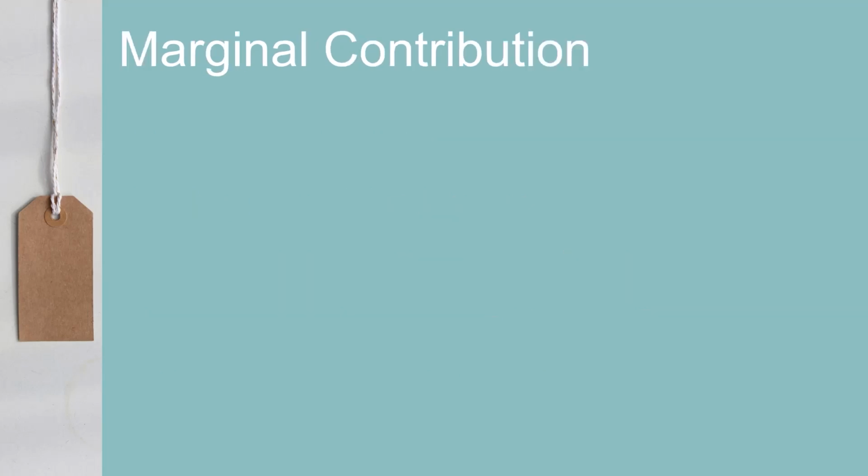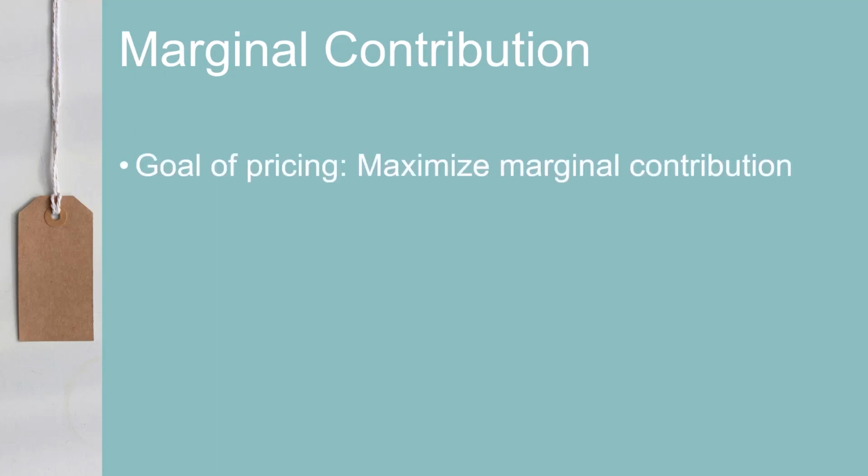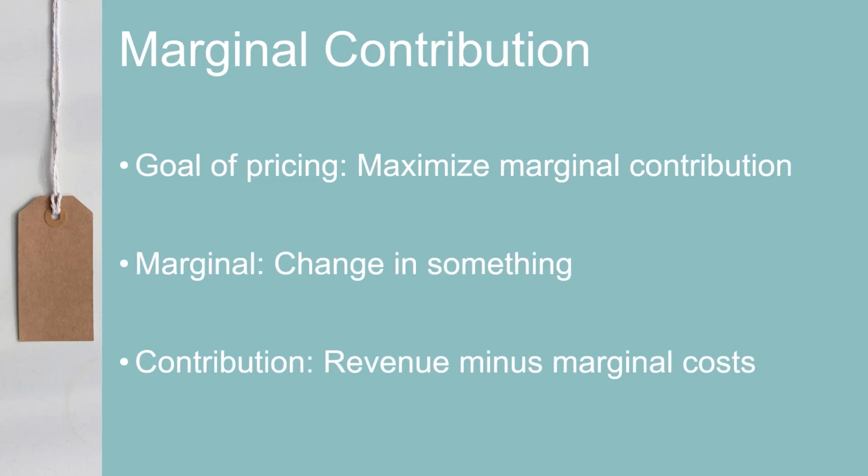First, let's clarify which numbers are relevant when we talk about increasing profit. What we really want to maximize with pricing is marginal contribution. Marginal means the change in something. Contribution is the revenue from a transaction minus marginal costs. The transaction contributes margin to the company for covering fixed costs.